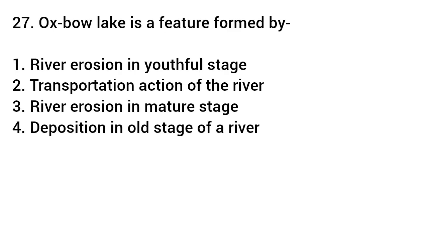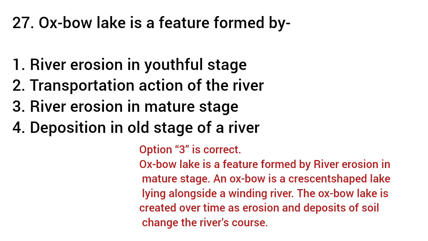Oxbow Lake is a feature formed by? Answer. Option 3 is correct. Oxbow Lake is a feature formed by river erosion in mature stage. An oxbow is a crescent-shaped lake lying alongside a winding river. The oxbow lake is created over time as erosion and deposits of soil change the river's course.